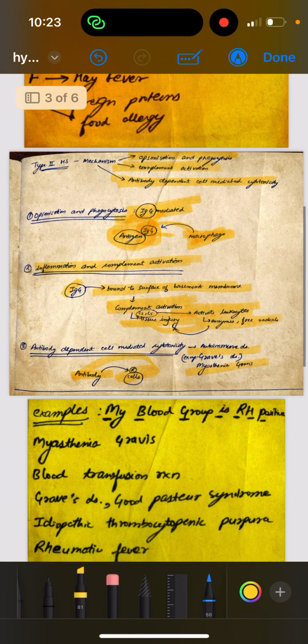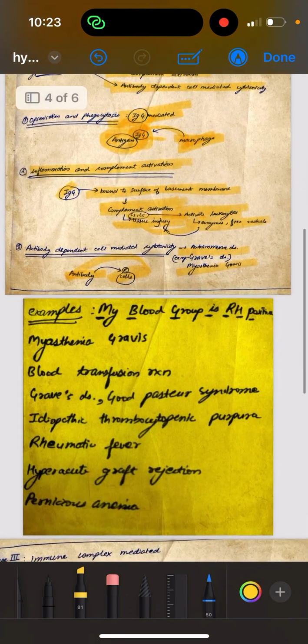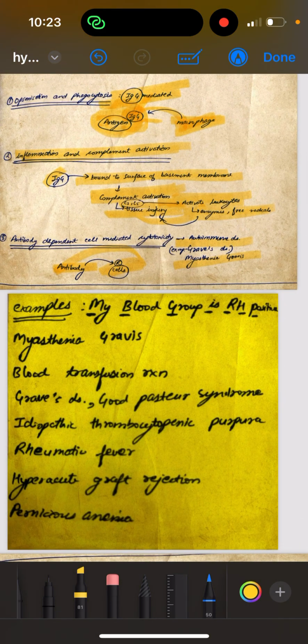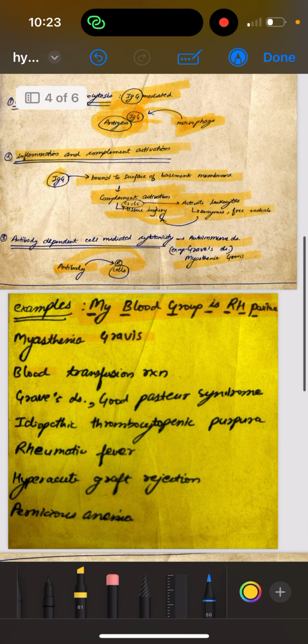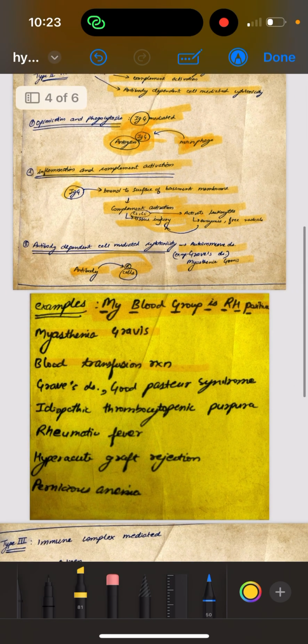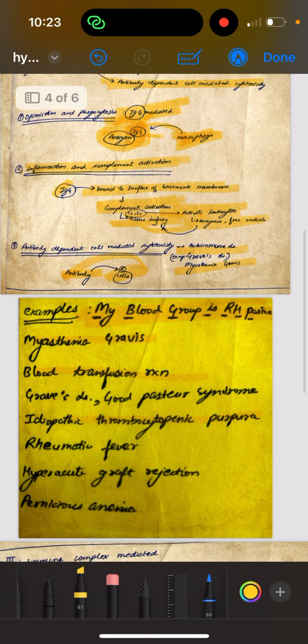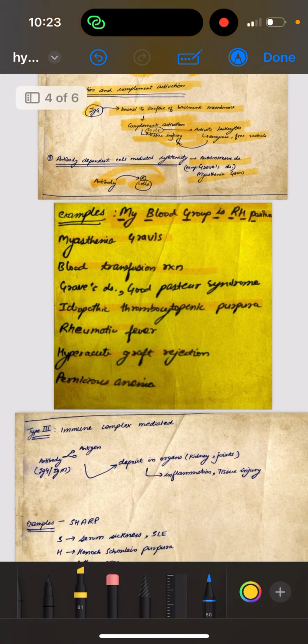So this was type 2 hypersensitivity. That is also over. Now most important are the examples of type 2 hypersensitivity. You can remember this by the mnemonic: My blood group is Rh positive. So M for myasthenia gravis, B for blood transfusion, G for Graves disease and Goodpasture syndrome, I for idiopathic thrombocytopenic purpura, then rheumatic fever, then hyperacute graft rejection, then pernicious anemia. So this mnemonic you can remember.